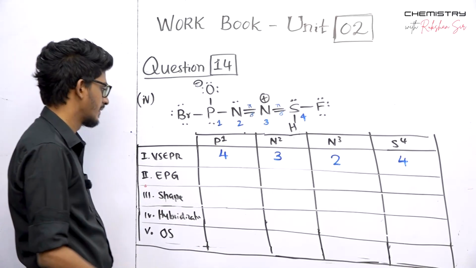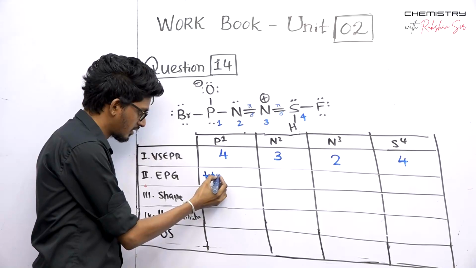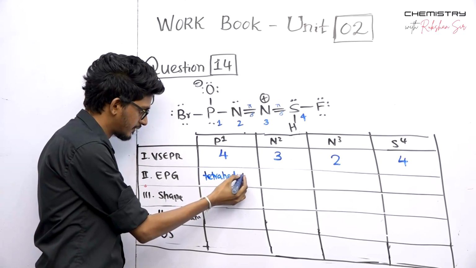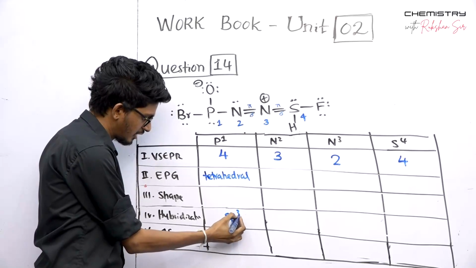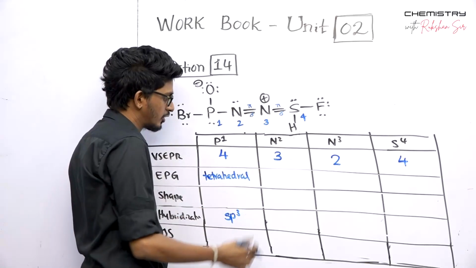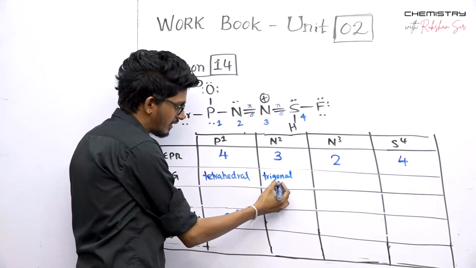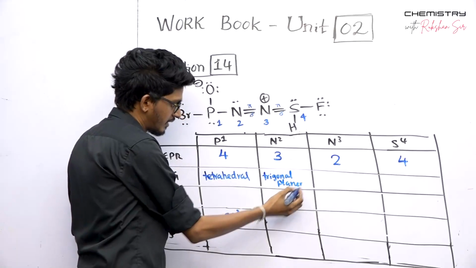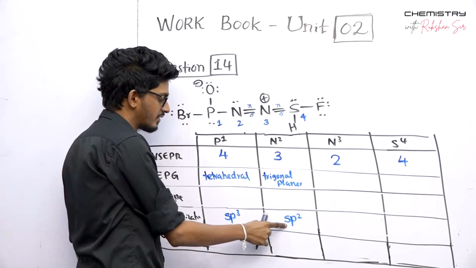So if the VSEPR count is 4, the electron pair geometry is tetrahedral. And the hybridization is sp3. If the VSEPR count is 3, the electron pair geometry is trigonal planar. Hybridization is sp2. 3 units, 1 s and 2 p's.